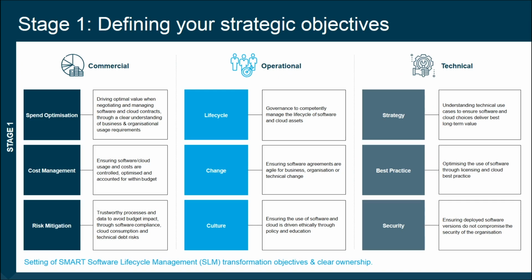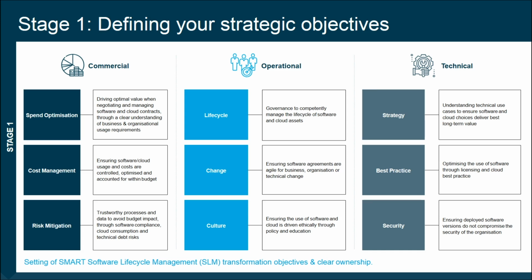So back to stage 1 for a second and defining the strategic objectives. The 3 areas, commercial, operational and technical, I discussed, break down as follows. So we have spend optimization, cost management, risk mitigation, the 3 key commercial outcomes that 90% of our customers align to. And then some suggestions really for operational and technical objectives. So lifecycle change in culture potentially is an operational objective, and technically strategy, best practice and security.